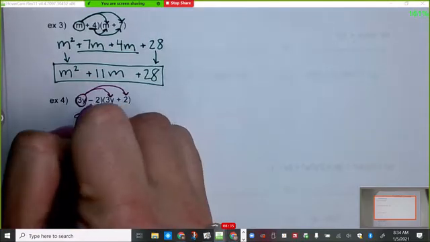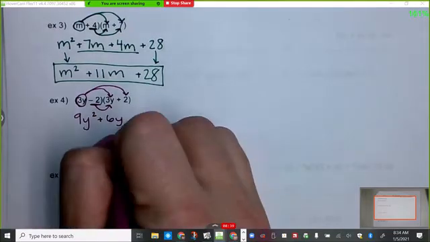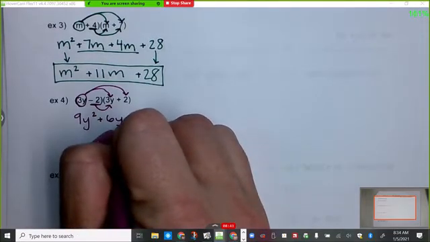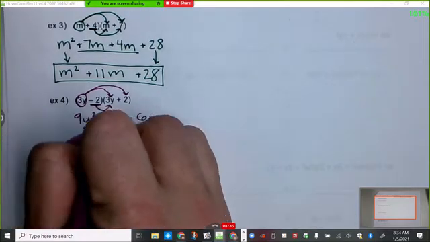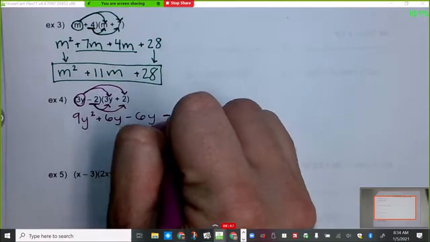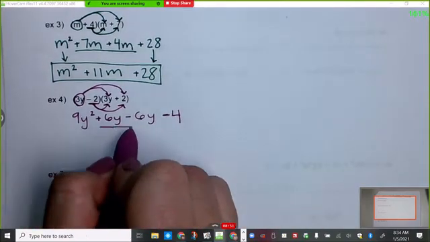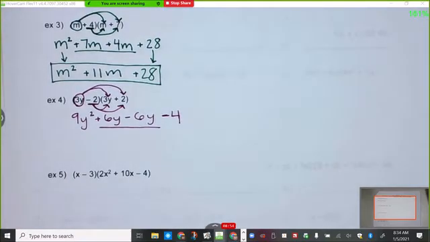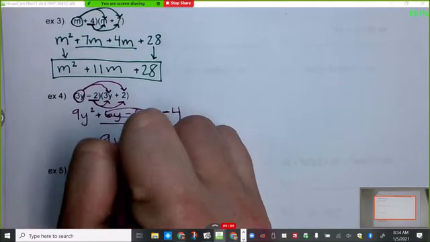Then we have this negative 2 times 3y, which gives me negative 6y. And we have negative 2 times positive 2, which gives me negative 4. What do you notice? Remember, we said the middle terms should always be like terms, but what happens there? They cancel. 6y minus 6y is 0, and you end up getting 9y squared minus 4.